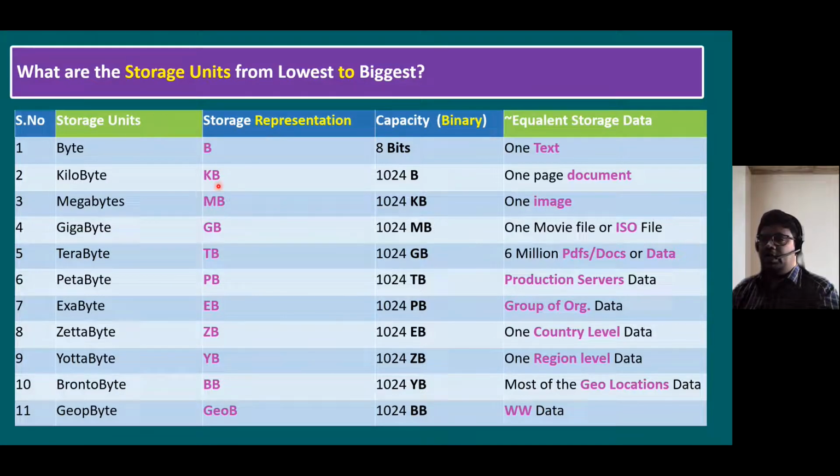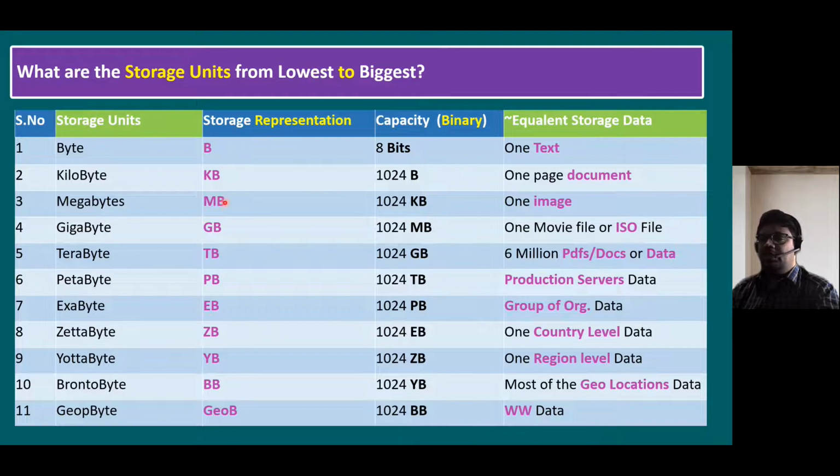Kilobytes, the short form we call KB, and 1 kilobyte is 1024 bytes. And in general, when you create one normal Windows document, the size is around KBs only. And if you start saving the data into the document, the size will increase.